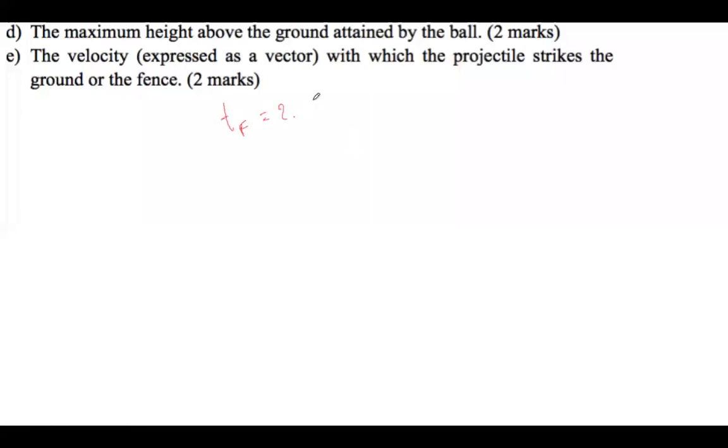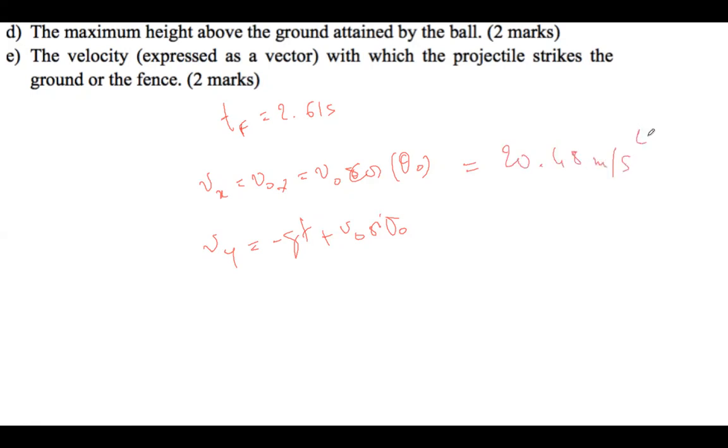I know TF is 2.61 seconds. You know that Vx is a constant, is V naught x, which is just V naught cosine theta naught, and Vy is just minus g t plus V naught y, which is V naught sine theta naught. So Vx is 20.48 meters per second. And here I have minus 9.81 multiplied by TF, which is 2.61, plus 25 sine 35 degrees. And you do the calculation, you will have minus 11.26 meters per second.